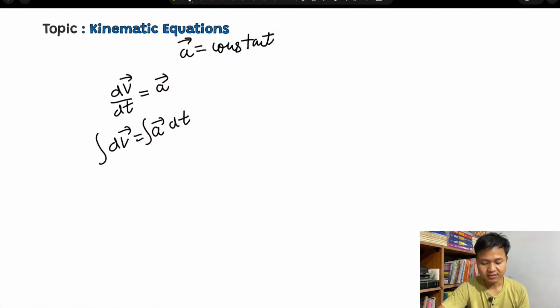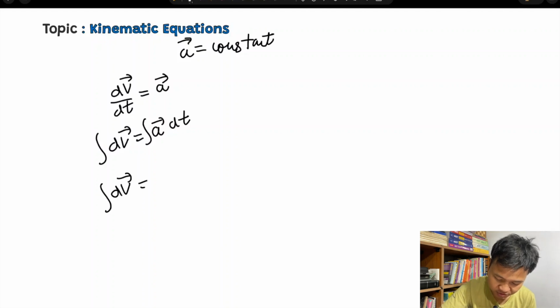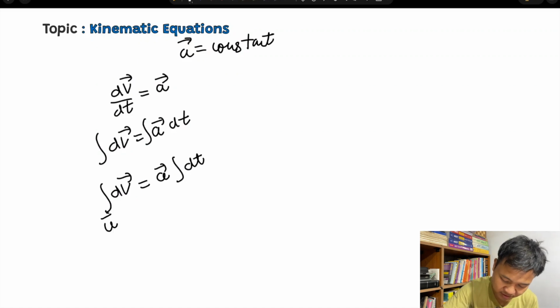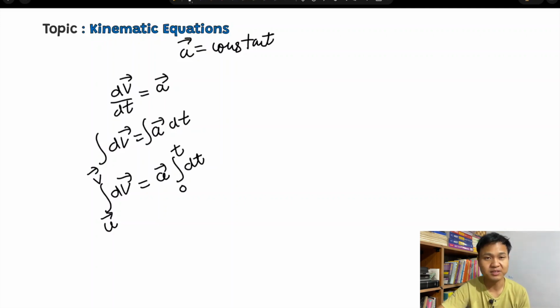Since a is constant, in an integration a constant should come outside the integral sign. So here I have the integral of dv, and a comes out, with dt. Let's say the initial velocity is u and the final velocity is v. So the limits are from u to v, and time is from 0 to t.